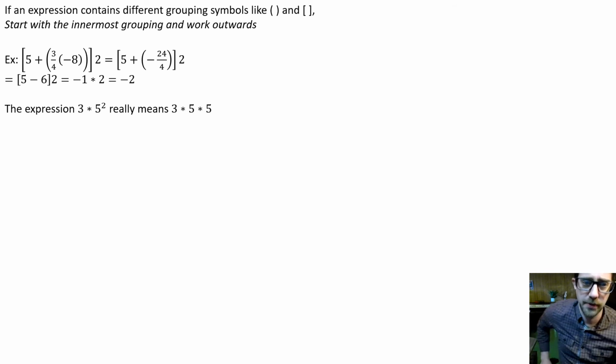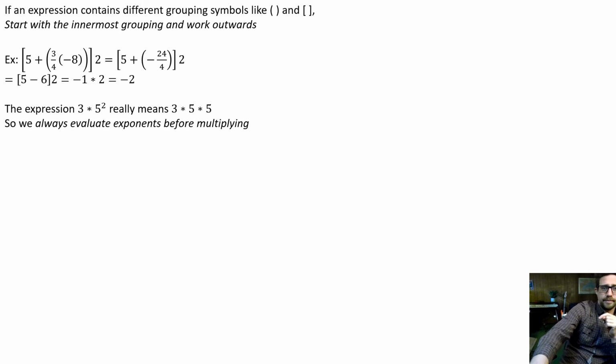All right, let's throw exponents into the mix. 3 times 5 squared really means 3 times 5 times 5. So you just go left to right and multiply. 3 times 5 is 15. 15 times 5 is 75. But what you wouldn't do is the 3 times 5 first and then square that. So what I'm trying to say is exponents come first. We said multiply before adding, but now we have something that even comes before multiplying, and that's exponentiation.